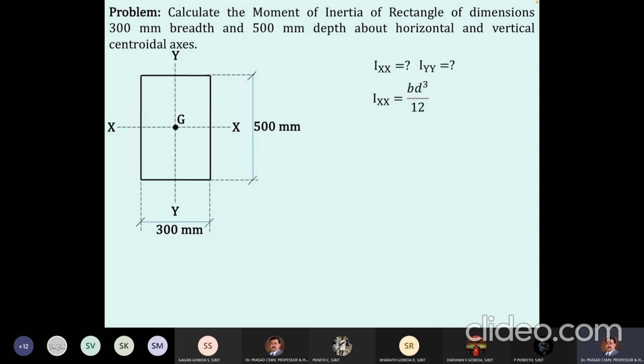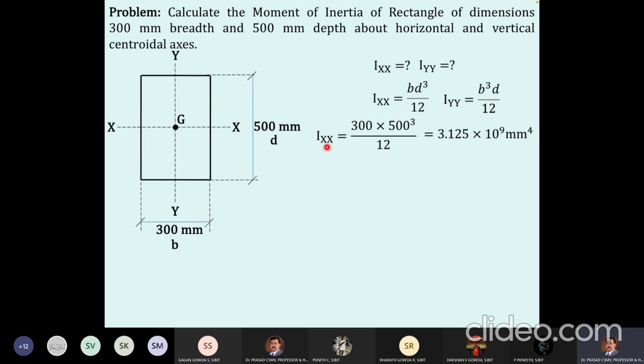Ixx is BD cubed by 12, Iyy is B cubed D by 12. Which is the breadth? This 300 mm is the breadth, and this 500 mm is the depth. So if you substitute, you will get 300 into 500 cubed by 12, and using your calculator, if you simplify, you will get this value.